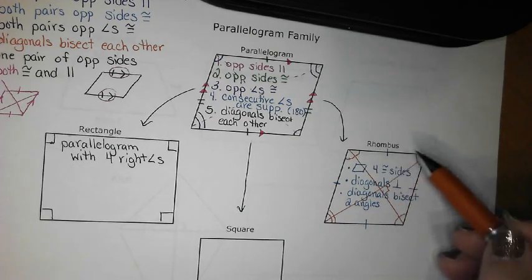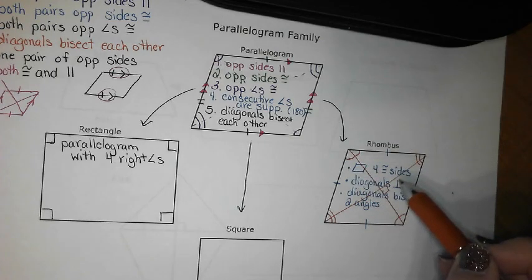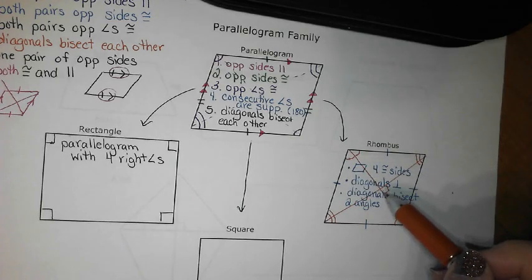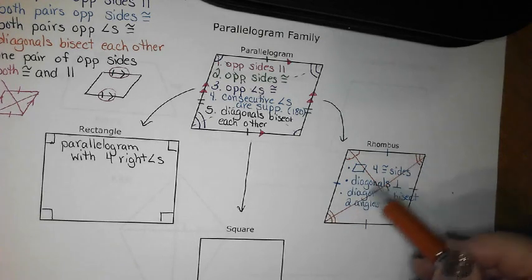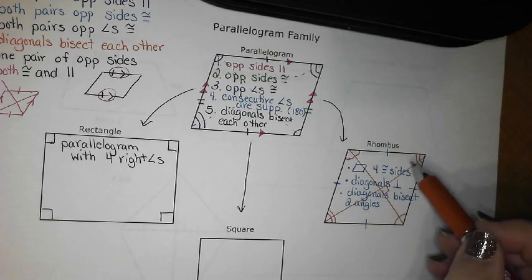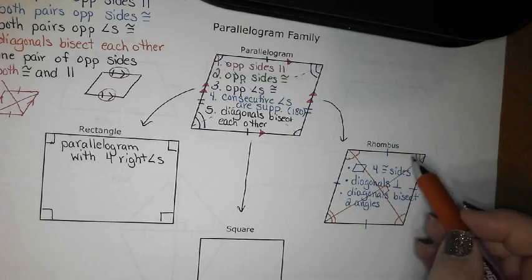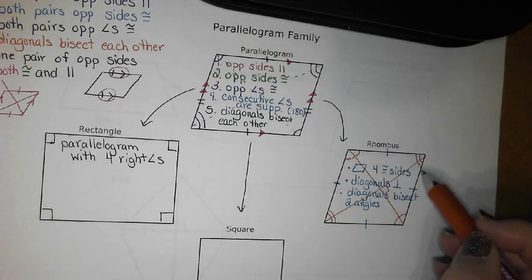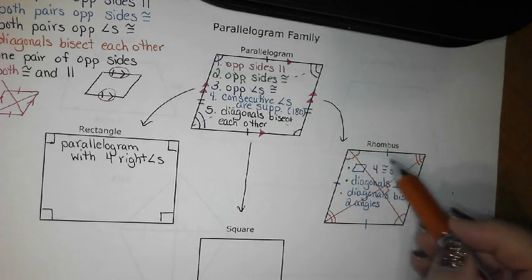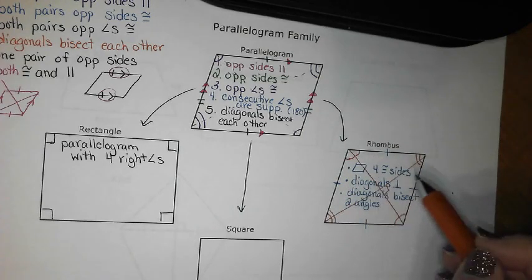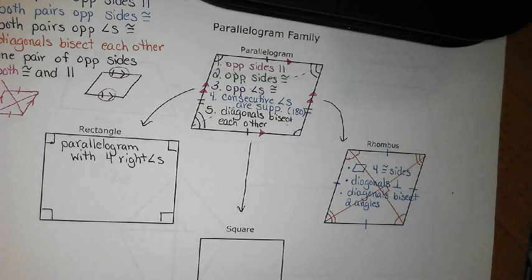So extra characteristics of a rhombus: 4 congruent sides, the diagonals are perpendicular, and the diagonals bisect 2 of the angles. One diagonal bisects 2 angles. And remember, this angle up here is different than this angle right here. So these angles are not congruent. The opposite angles are the ones that are congruent.